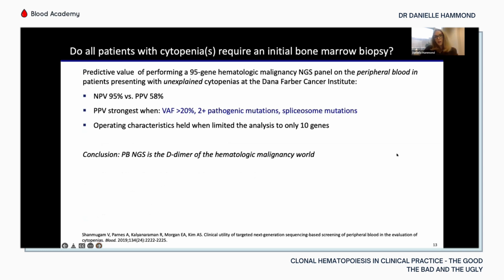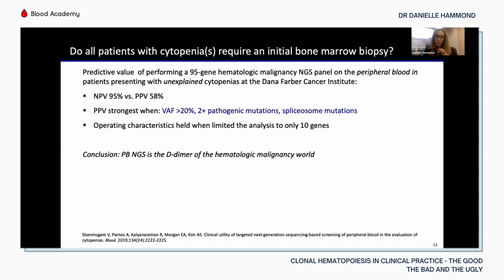So this is a very practical paper that I came across from the Dana-Farber Cancer Institute. And the question is, does every patient referred to you with an unexplained cytopenia require an initial bone marrow biopsy? And so what they did is they applied their standard NGS somatic sequencing panel to patients referred to Dana-Farber for unexplained cytopenia or cytopenias.